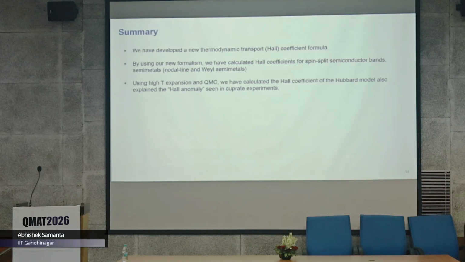So here is the summary of my talk. In the first part of my talk, I have shown that we have developed a new thermodynamic Hall coefficient formula. By using our new formalism, we can calculate the Hall coefficient of several multiband models, particularly the spin split semiconductor bands, and semi-metals, which are nodal line and Weyl semi-metals. Then by using the high temperature series expansion and quantum Monte Carlo, we have calculated the Hall coefficient of the Hubbard model, which also explains the Hall anomaly seen in the normal state of the cuprate experiment.